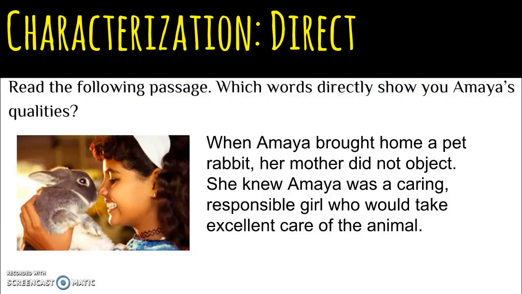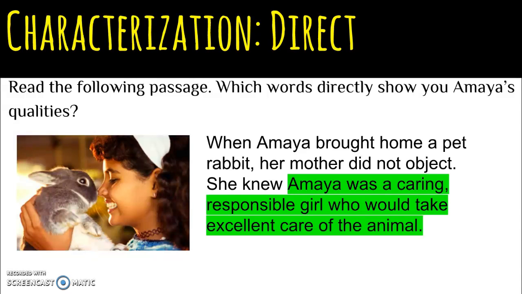So we're going to read the following passage together, and I want you to think in your head about which words directly show you Amaya's qualities. When Amaya brought home a pet rabbit, her mother did not object. She knew Amaya was a caring, responsible girl who would take excellent care of the animal. This shows, right here in the passage, some words that describe the kind of character Amaya is. If you were thinking caring, responsible girl, you were correct. It says right there in the story what kind of character she is. So that's one type of characterization, direct characterization.